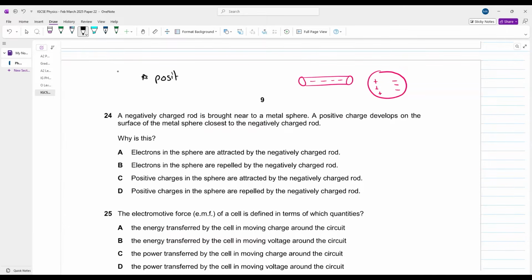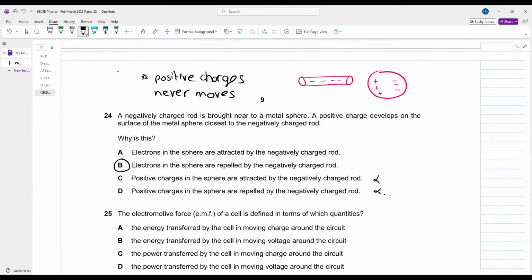Positive charges never move. Beta, positive charges never move. If you are bringing a negatively charged rod here, the electrons will get repelled. Positive charge will never ever move. C and D will get cancelled out. Electrons in the sphere are repelled. B is your answer. Why are electrons repelled?